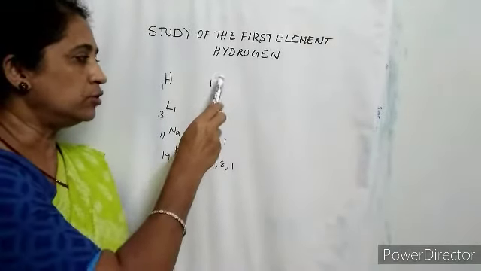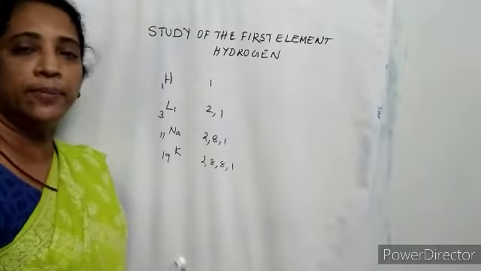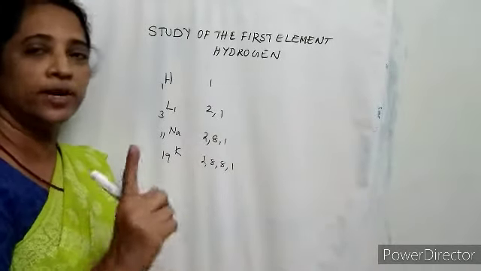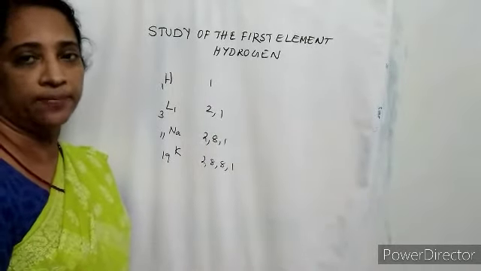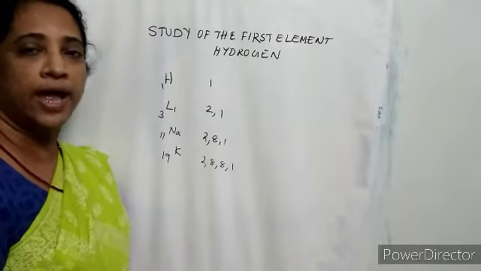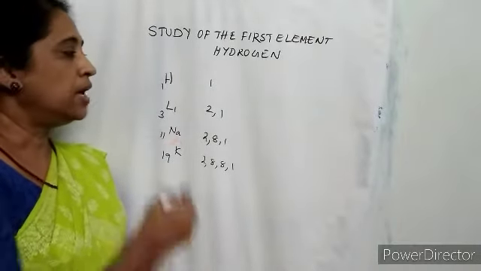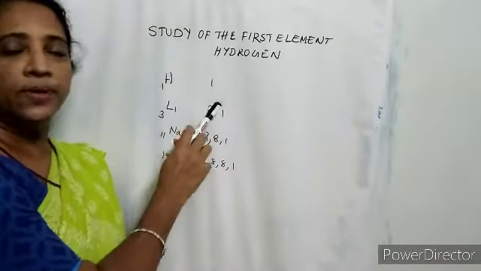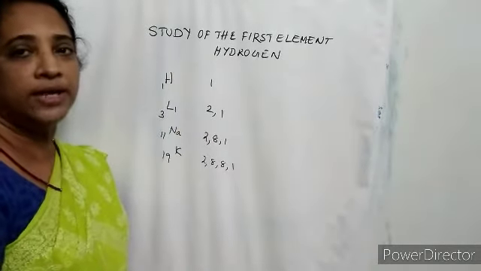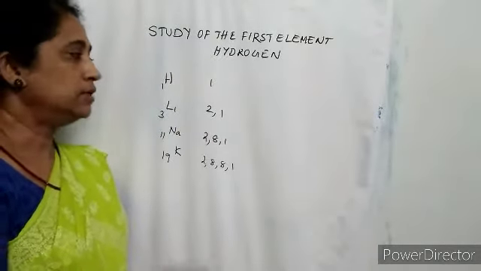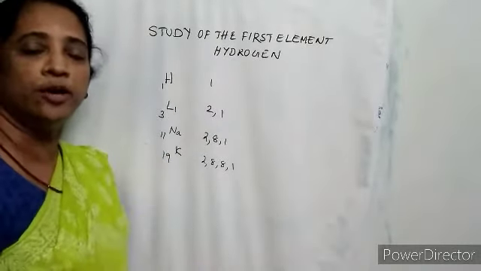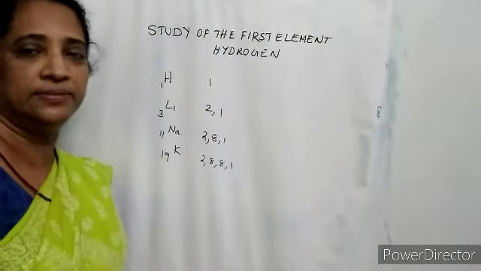These elements belong to group 1 because their valence shell contains 1 electron. It's a general property: all elements in group 1 have 1 electron in the valence shell. Like that, hydrogen also has 1 electron in the valence shell. Therefore, hydrogen is placed in group 1 along with the alkali metals.